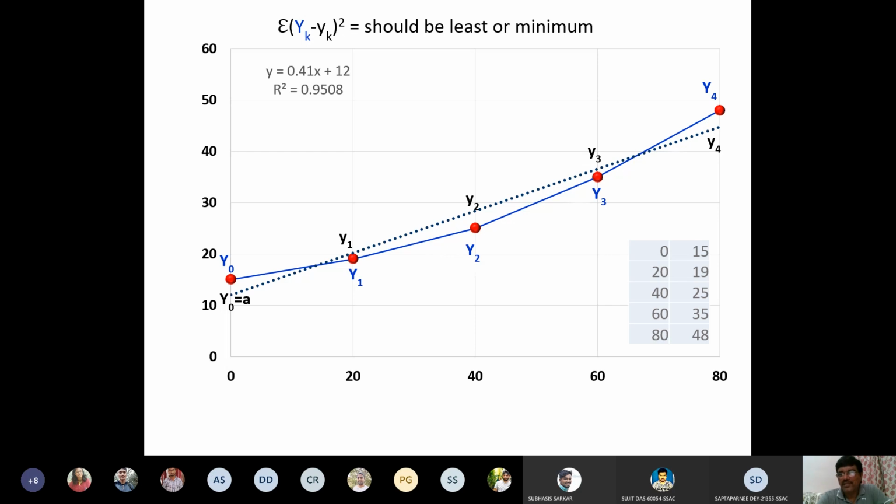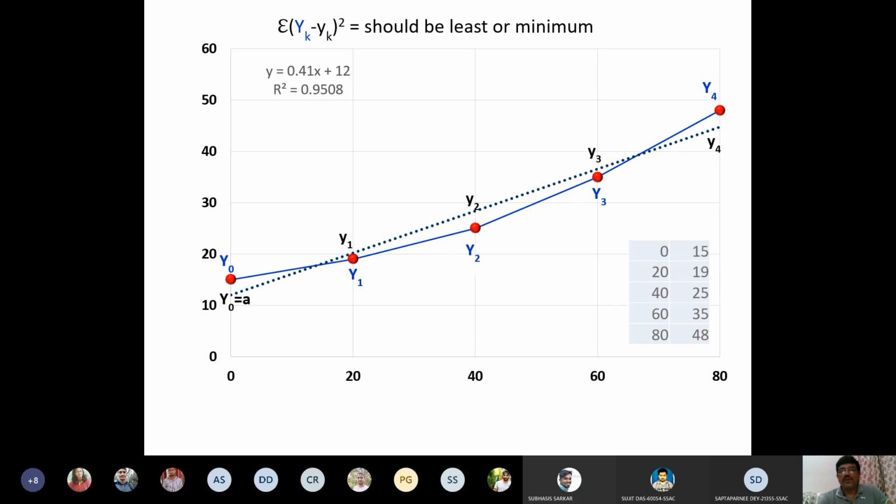So this is how we need to see the distance, the difference between these two. And the line which is giving us the least difference, you can take the distance or difference of these two, square these values, and take the total. And the line which is giving us the least value of this total is the best fit.